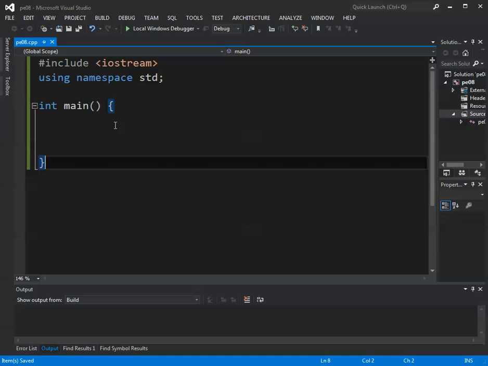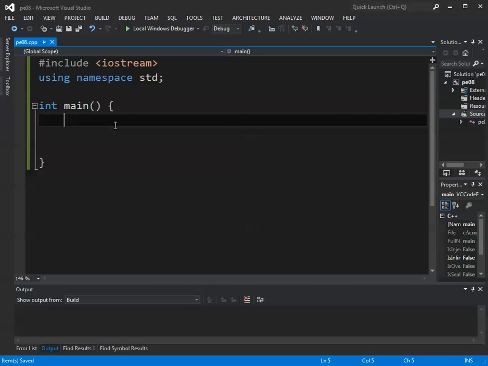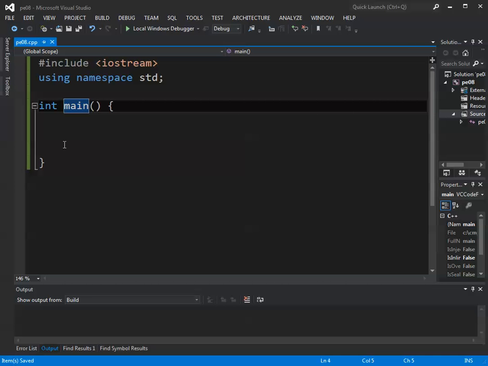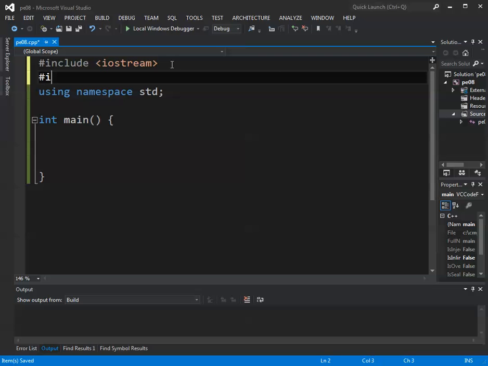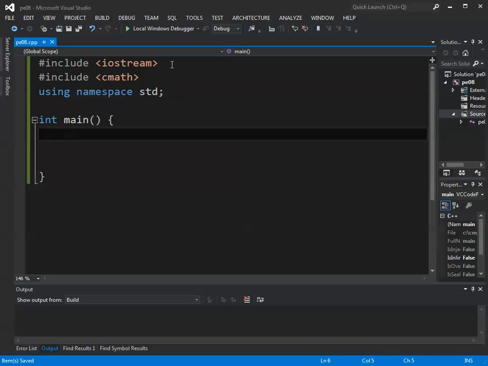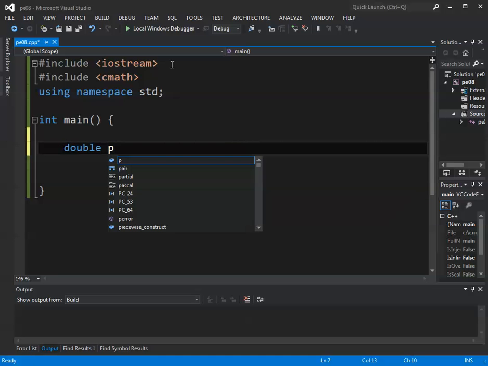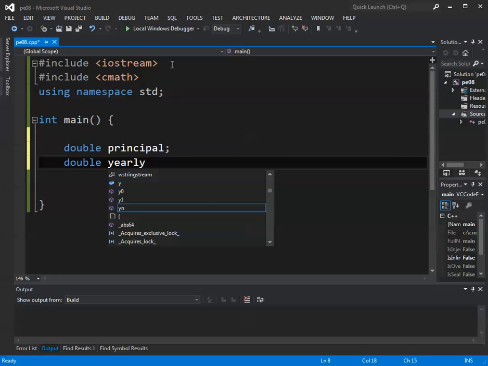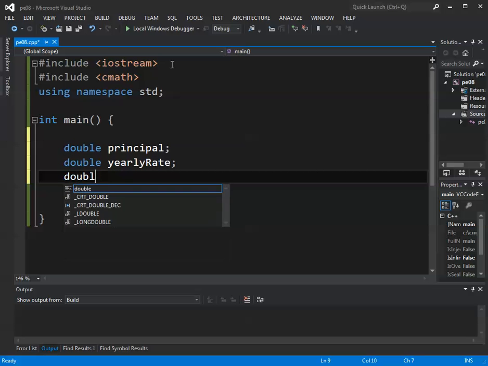All right, so I'll flip over to Visual Studio, and I've already started up the program a bit. I know that because I have a power function involved right over here, I probably want to go right away and include cmath. And now let's go gather our inputs. So principal, I'll call it yearly rate. So yearly rate can certainly be a double. Principal, it's dollars and cents, that should certainly be a double.